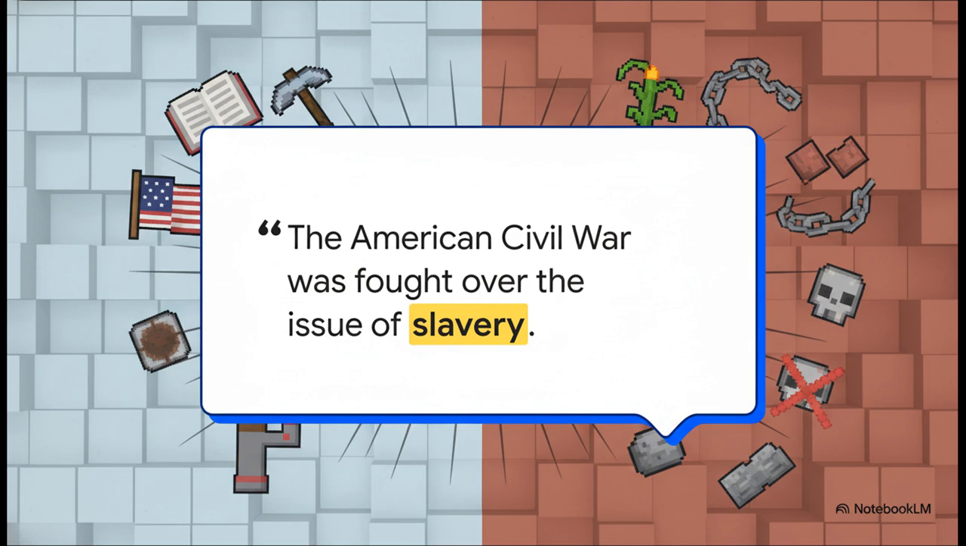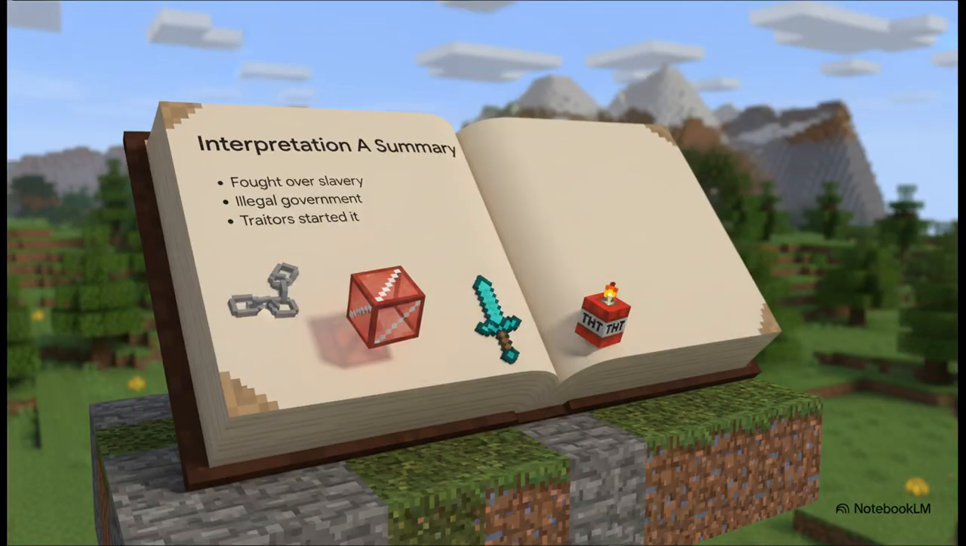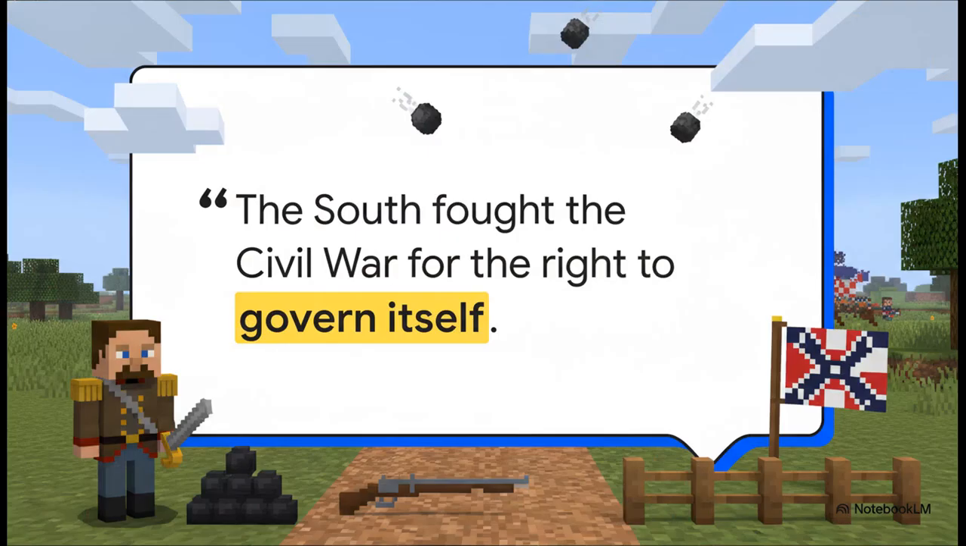So, what's the crucial takeaway here? Well, Douglass is arguing that the conflict was fundamentally about slavery. He is entirely blaming the South and attributing the North's victory to moral superiority. He leaves absolutely zero room for doubt. The South had an illegal government, Southern traitors started the whole thing, and the North won because they were morally right.